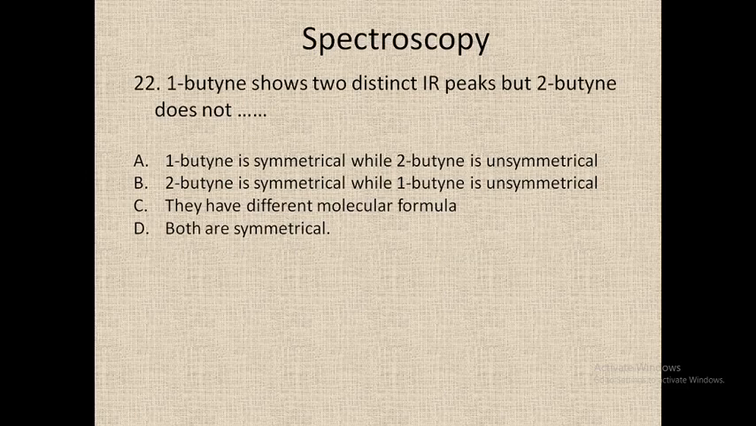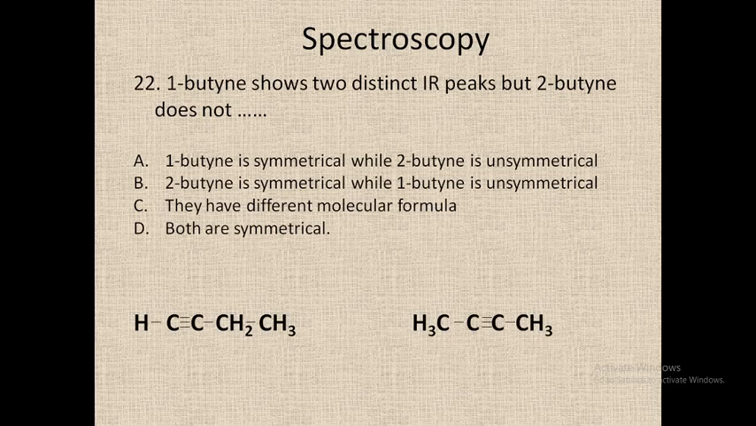Question number 22. 1-butyne shows two distinct IR peaks, but 2-butyne does not. Option A, 1-butyne is symmetrical while 2-butyne is unsymmetrical. Option B, 2-butyne is symmetrical while 1-butyne is unsymmetrical. Option C, they have different molecular formula. Option D, both are symmetrical. So what will be the answer?